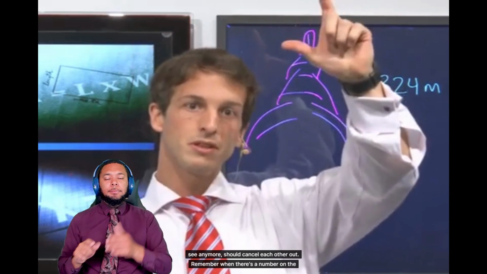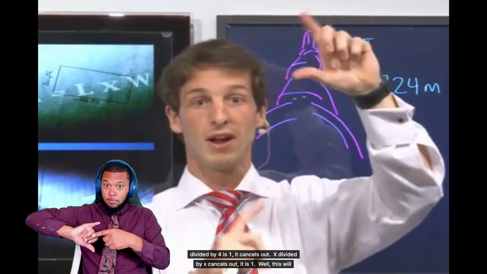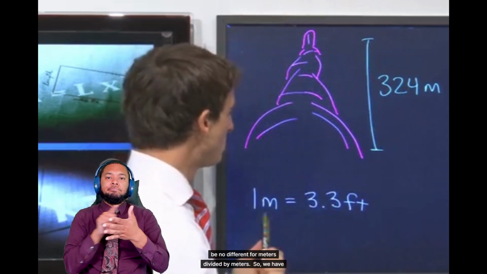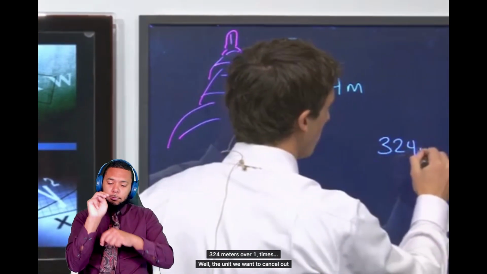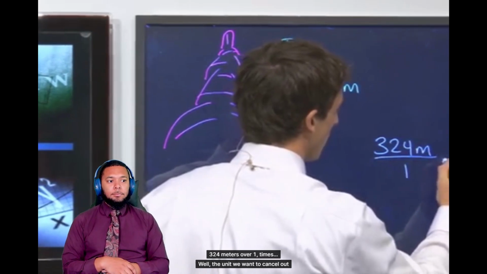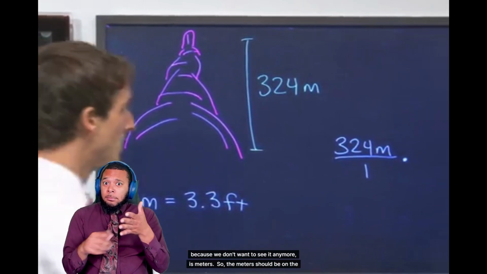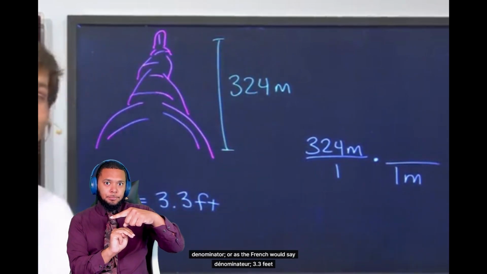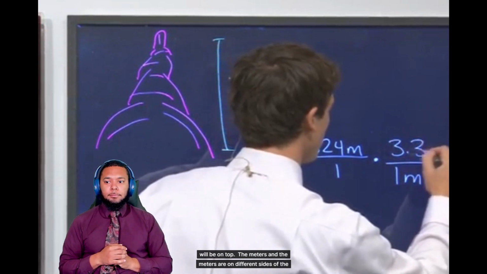Remember, when there's a number on the numerator and the denominator and they're the same, they cancel out. 4 divided by 4 is 1, cancels out. X divided by x cancels out. It is 1. Well, this will be no different with meters divided by meters. So we have 324 meters over 1 times, well, the unit we want to cancel out because we don't want to see it anymore is meters. So the meters should be on the denominator. Or as the French would say, dénominateur. 3.3 feet will be on top.